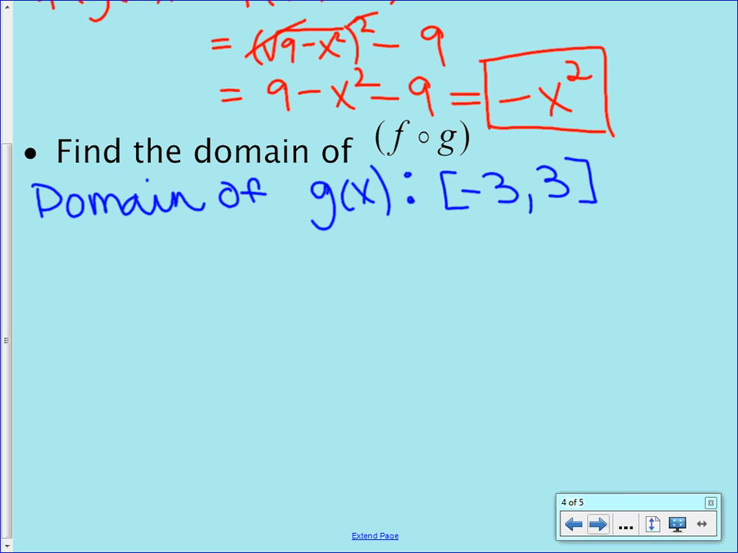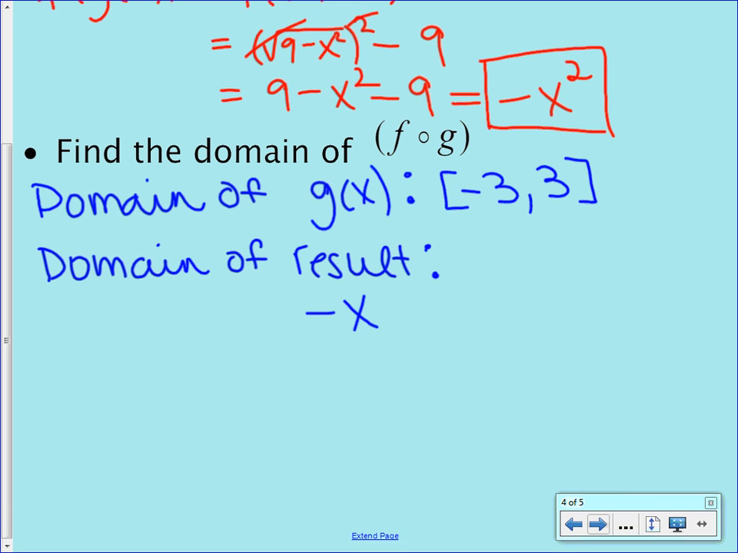Now we need to look at the domain of the result. Okay? What do I mean by the domain of the result? This is what we got when we combined our functions. So I'm looking at the domain of -x squared. What's the domain of -x squared, just as a solo function? All real numbers. Okay?